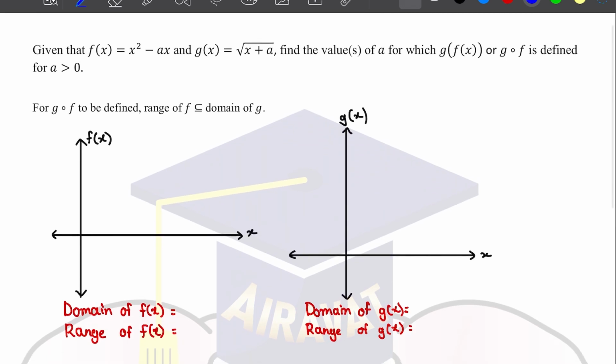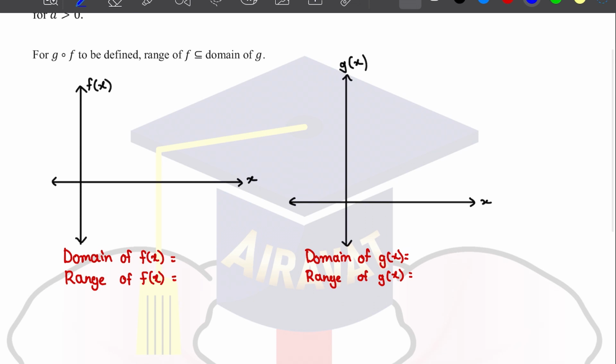Alright, let's start off by visualizing the graph of f of x and g of x. So f of x is clearly a quadratic graph, which is a parabola. Let's start off by drawing a parabola. However, this parabola has a special property that it will always pass through the origin.